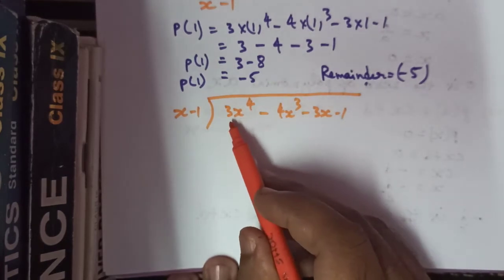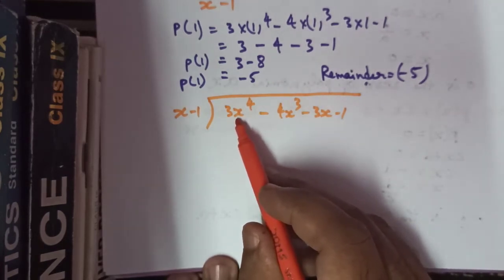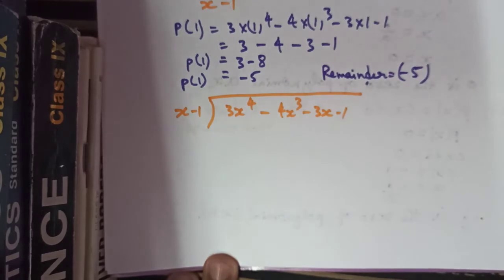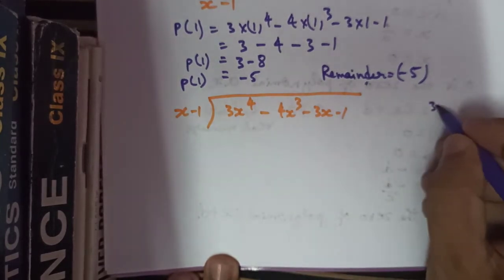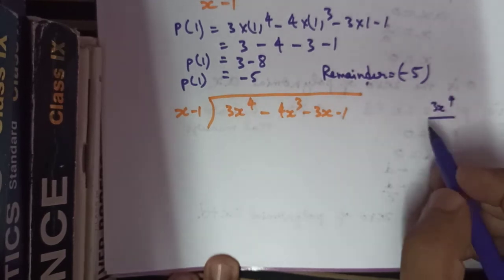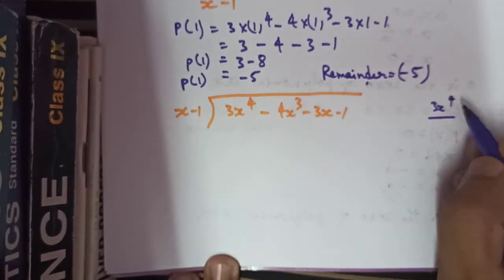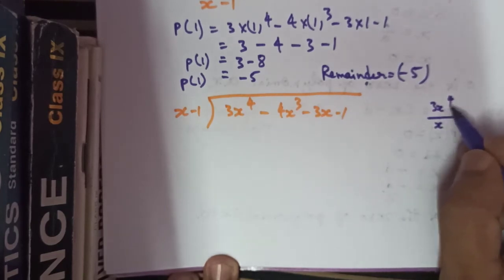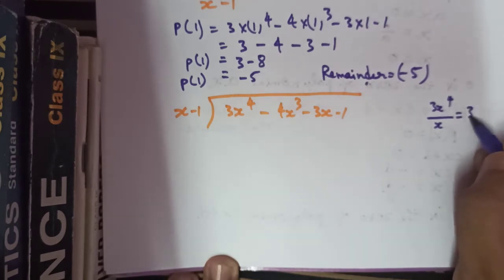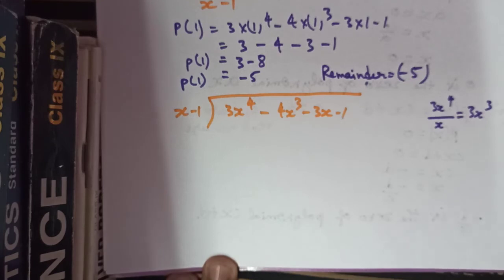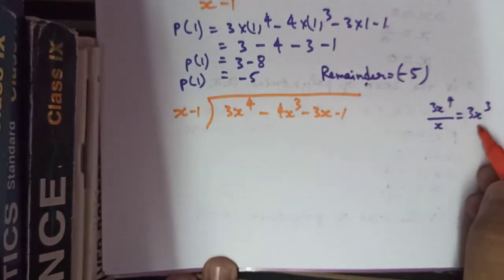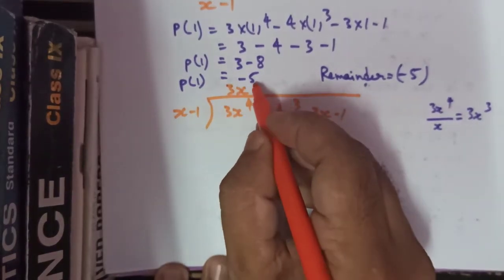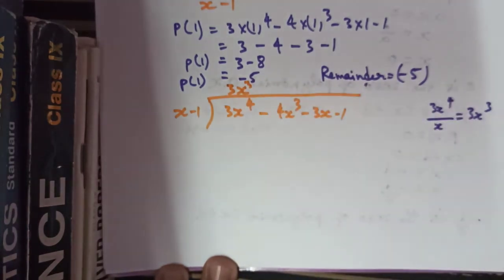We will see the first term of the given dividend polynomial. The first term of the dividend is 3x power 4. So we have written 3x power 4 here, and this 3x power 4 is divided by the first term of the divisor. The divisor is x. So 3x power 4 divided by x will be what? 3x power 4 minus 1, that is 3x cube. I hope everybody it is clear. So we get the first term of the quotient as 3x cube. 3x cube is the first term of the quotient.